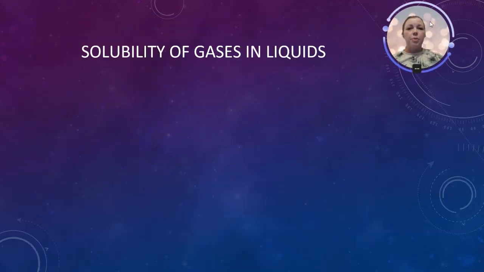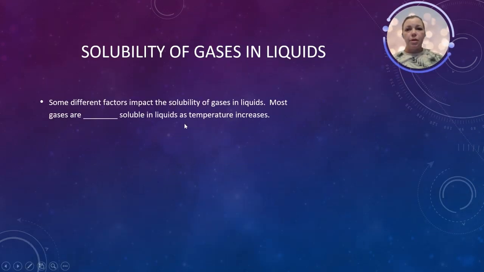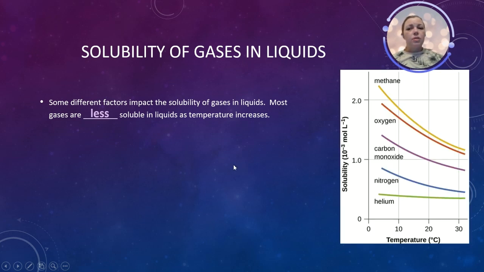All right, so let's talk about the solubility of gases and liquids for a minute. So some different factors impact the solubility of gases in liquids. Most gases are less soluble in liquids as the temperature increases. So you can see this here. As temperature goes up, the solubility goes down. Again, this is a general statement. This, for example, is why if you leave a can of soda in a hot car, theoretically it could explode. Now it has to be pretty hot, but that is an example of that.